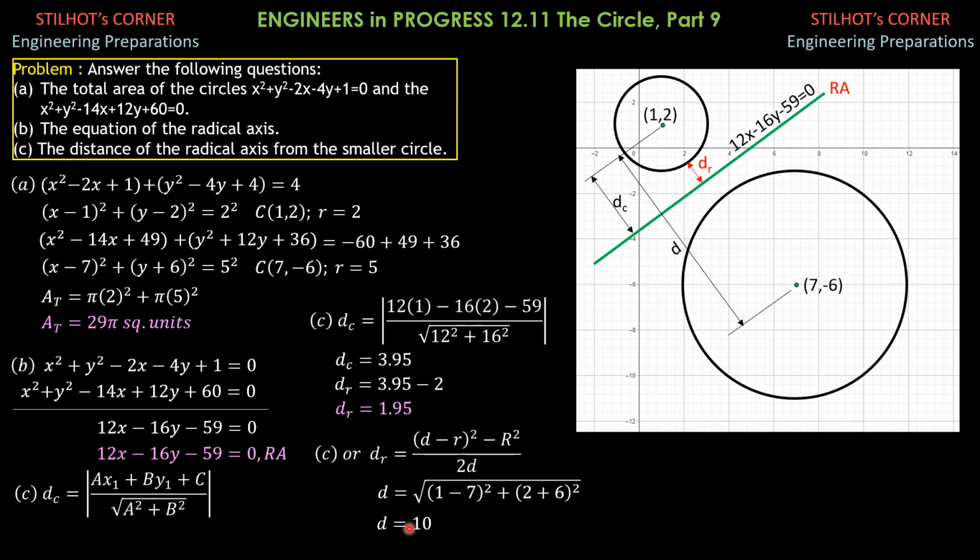Having found d, substitute into this formula. Take note that small r is 2, big R is 5, and d is 10. So d sub r is equal to quantity 10 minus 2 squared minus 5 squared all over 2 times 10. This is 8 squared, 64 minus 25, that's 39. 64 minus 25. 39 divided by 20, so that's 1.95. So that's it for this video.